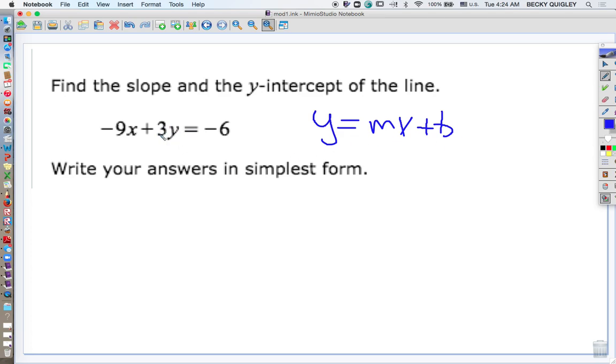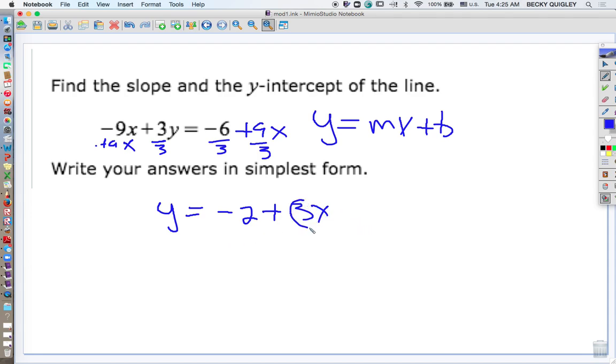So I just want to get y all by itself. I'm going to add 9x to both sides. Since 6 and 9x aren't like terms, I just add it on the end here. And then I'm going to divide everything by 3. Thing to remember here is that you have to divide both terms by that 3. So we get y equals negative 2 plus 3x. So our slope, our rate of change, is 3, and our y-intercept is negative 2.